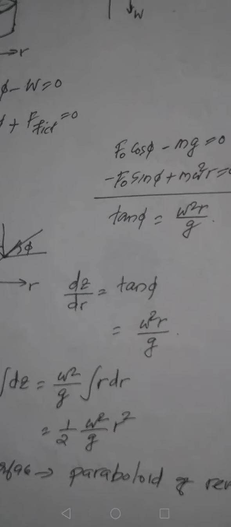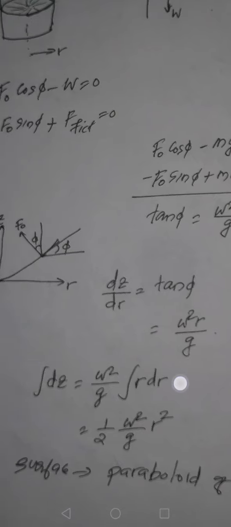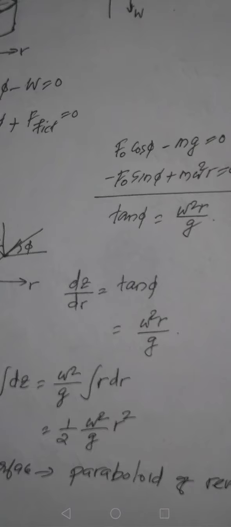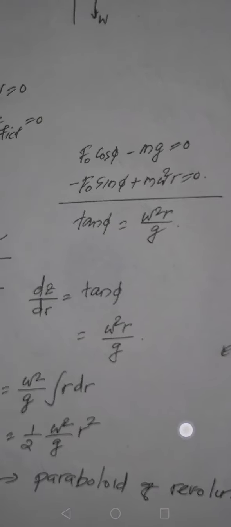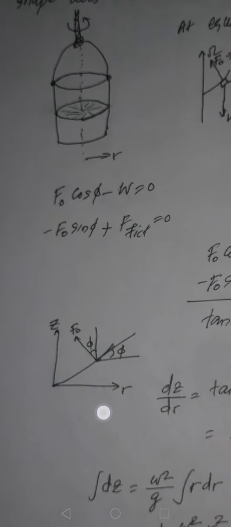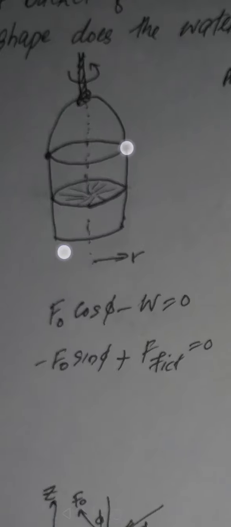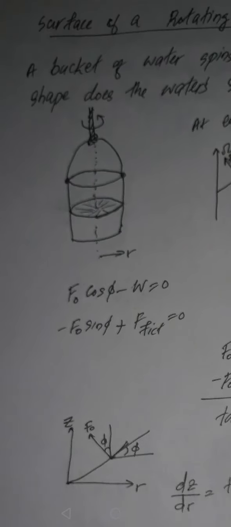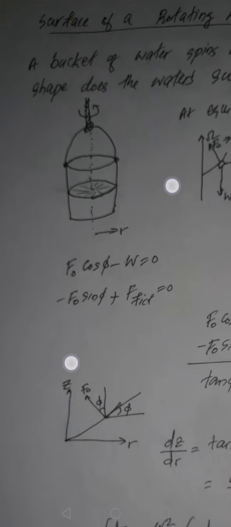So what does it mean? It is the equation of a parabola. y square equal to 4ax is the general equation for a parabola. From that we can understand the surface is a paraboloid of revolution. Okay, that is the answer. So the water in the bucket will be like that: the center is tilted down in the shape of a parabola, like an open umbrella in the downward direction. All right, that was a good example.